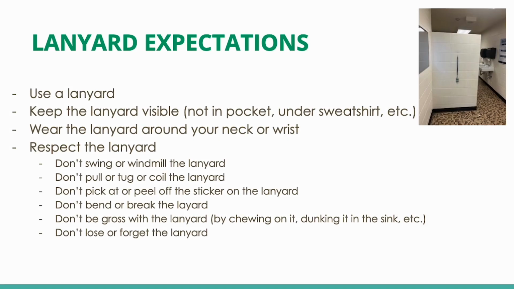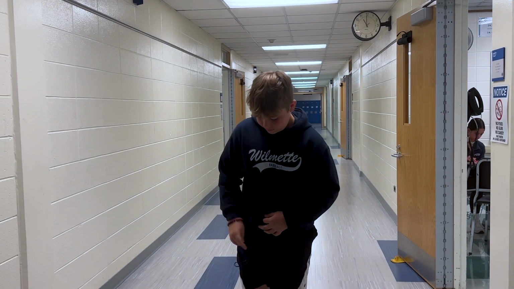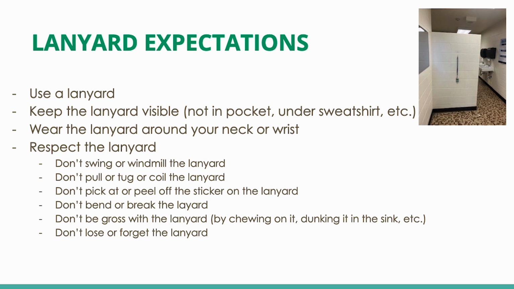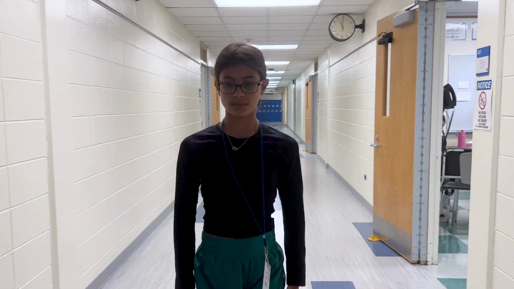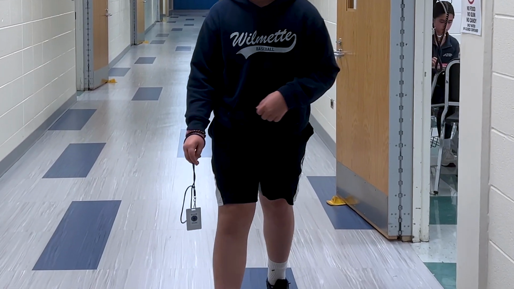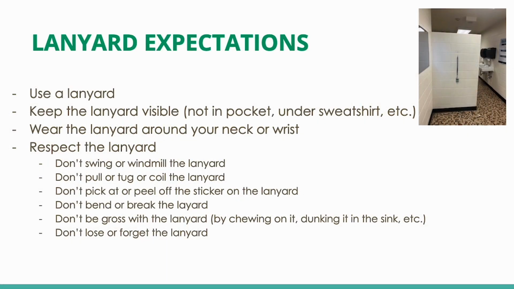Speaking of lanyards, again, we expect students to wear a lanyard if they are in the hallways during instructional time. Be sure to keep the lanyard visible. Don't have it in your pocket or under your sweatshirt, etc. We recommend that you wear the lanyard around your neck or wrist. The ideal place is to wear it around your neck like a necklace. Sometimes students prefer to carry it on their wrist. Either way, you want to be mindful of keeping the lanyard still.